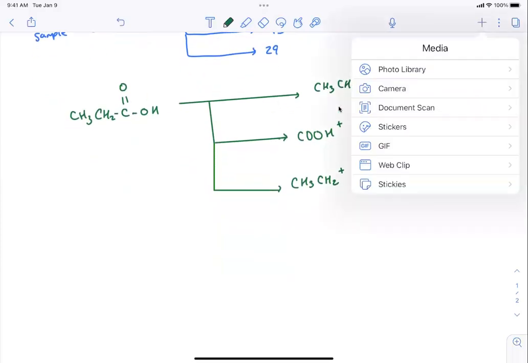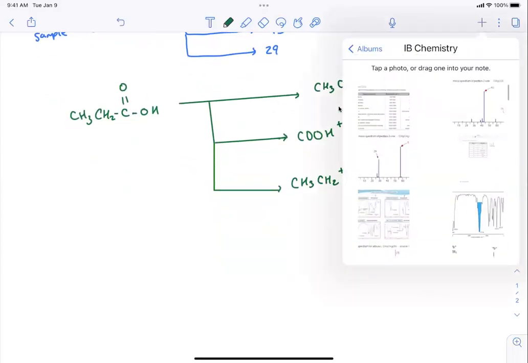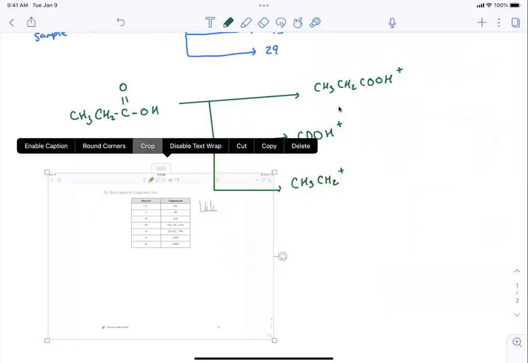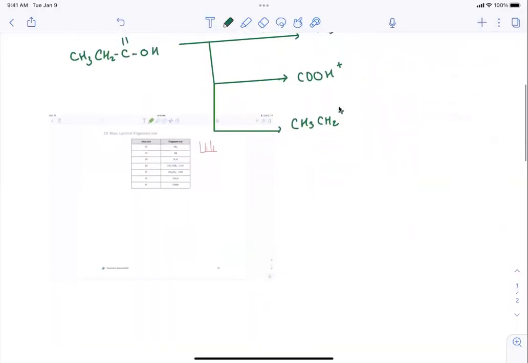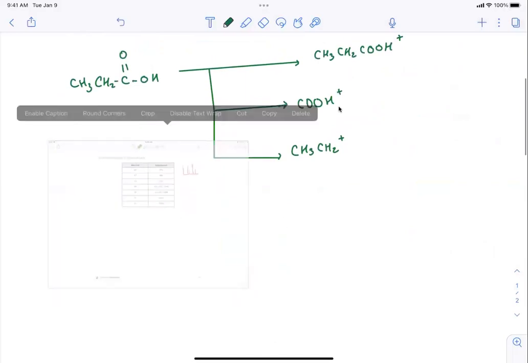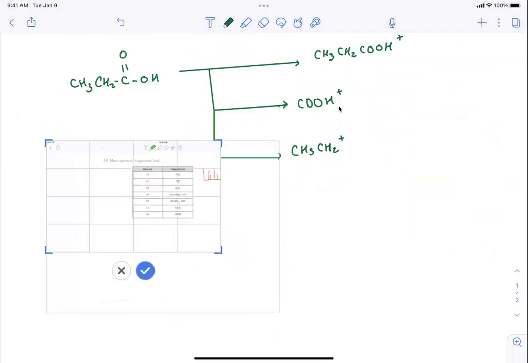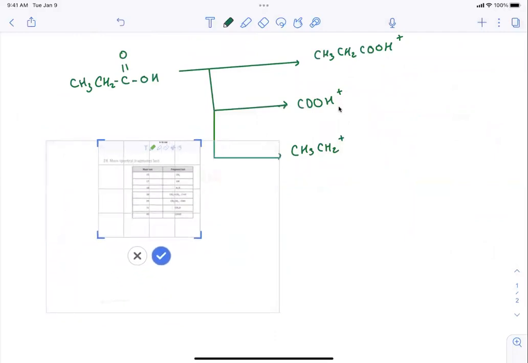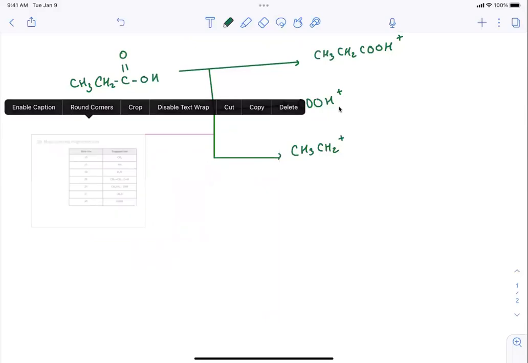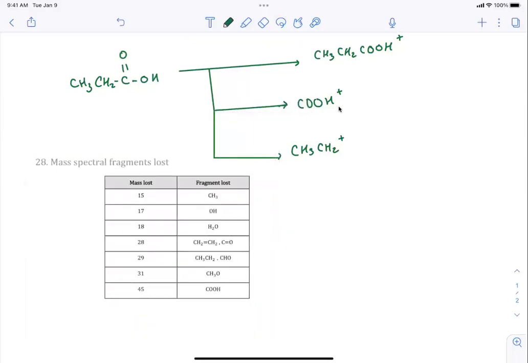And luckily, you don't have to do all that math because the IB does provide you a chart in the data booklet that has the major values that you need to be familiar with in these fragments that are lost. Now, notice they're also deliberate when they write fragments lost, they don't write a positive charge because they expect you to know that the fragment that is shown is a positive charge. So again, it's the IB giving you information, but not giving you enough that you can just use the data booklet to solve all your problems without understanding what the information is giving you.